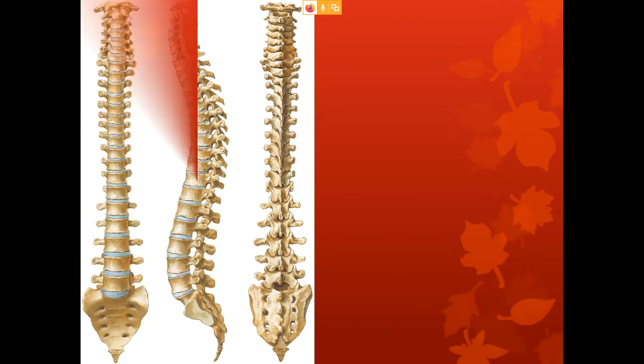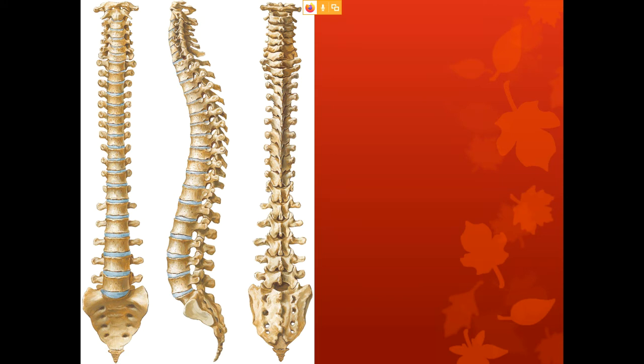Now coming to the vertebral column. In the vertebral column, we can identify different regions. The upper region is called the cervical region. In the cervical region, we can identify 7 bones: 1, 2, 3, 4, 5, 6, and 7. These 7 bones come under the cervical region.